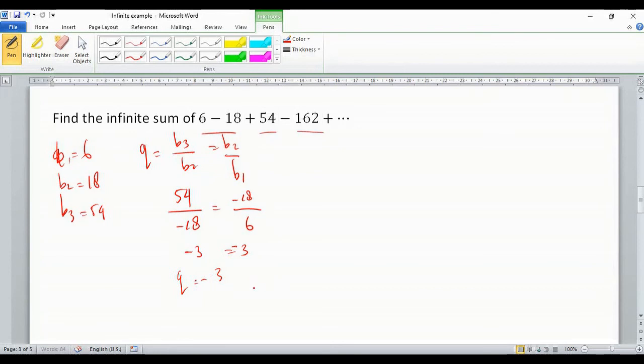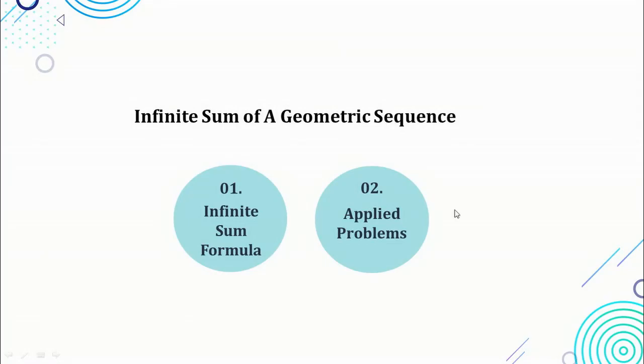But remember, the absolute value of r must be less than 1. That means r must be more than minus 1 but less than 1. So minus 3 is not included. So we can say there is no infinite sum, everyone. Okay, now we're done with the examples of the infinite sum formula.